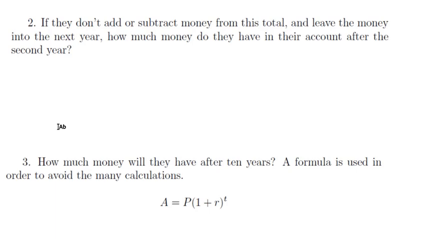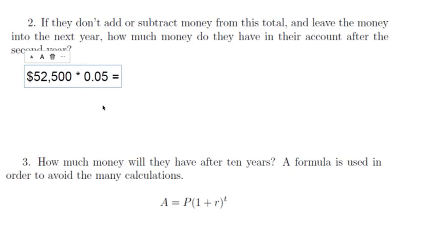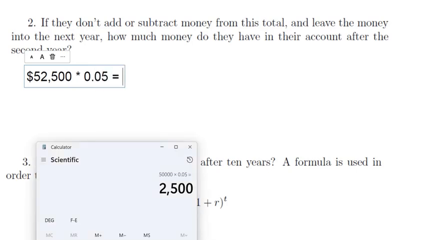So question two, if they don't add or subtract money from this total and they leave it in the account, how much money do they have after the second year? So the idea is called compound interest. The second year, you're having an average balance of 52,500, not 50,000 like before. So we need to calculate 5% of a larger number.